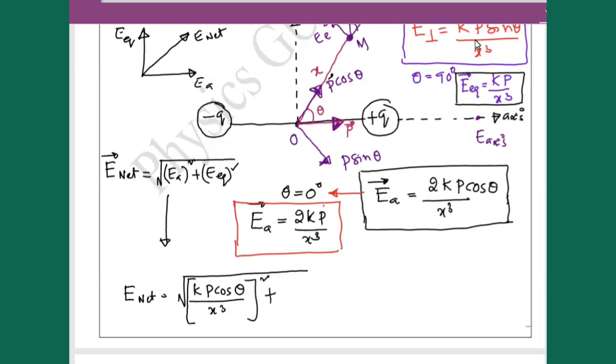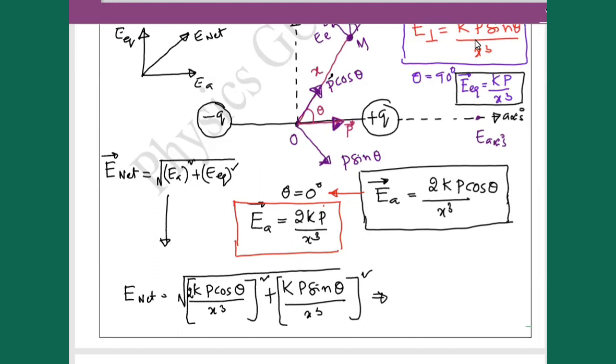Plus, now tell me, what is the perpendicular one? Kp sin theta by X cube. Here 2 is there, right? So Kp sin theta divided by X cube, whole square. So what can I take out common here? You can see what I can take out common.